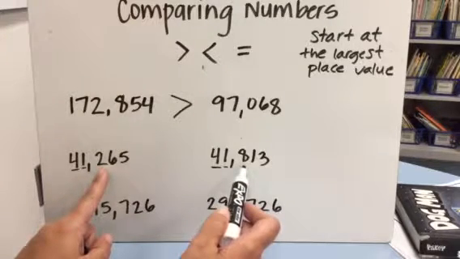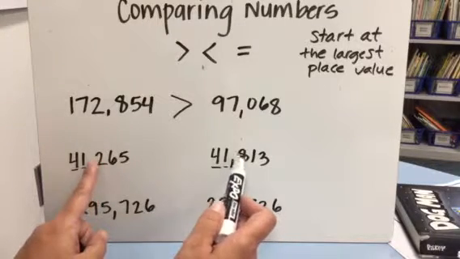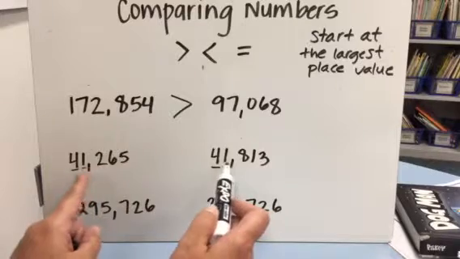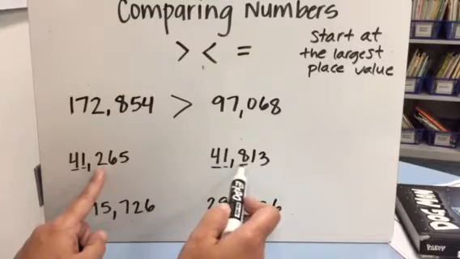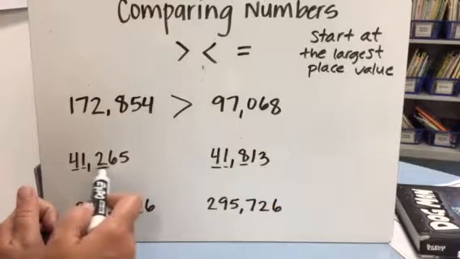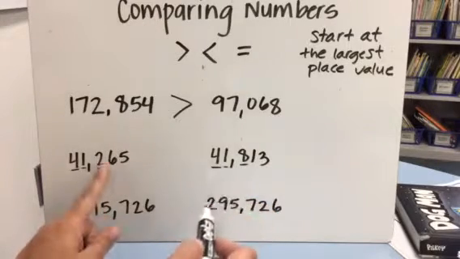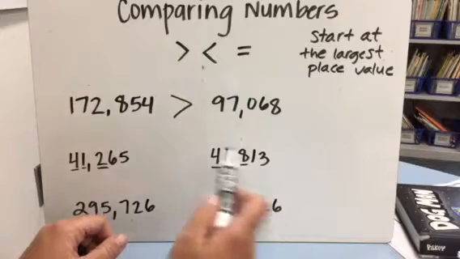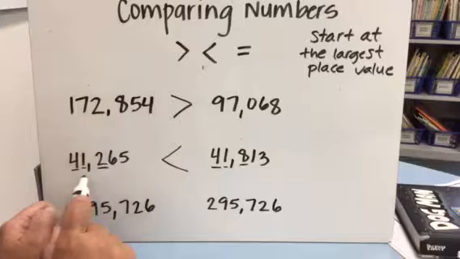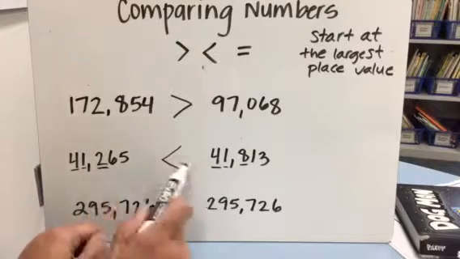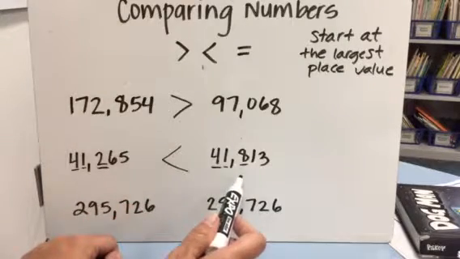Here, 200 and 800. All right, this is where my place values are different. So this is where I need to make my decision on which one is greater. Since they both have the 41,000, I now need to look in the hundreds place. This number has 800s. This number has 200s. That means this number almost has another 1,000, and this one is very far from making another 1,000. So this number is greater. 41,813 is greater than 41,265. Or you could say it the reverse: 41,265 is less than 41,813.